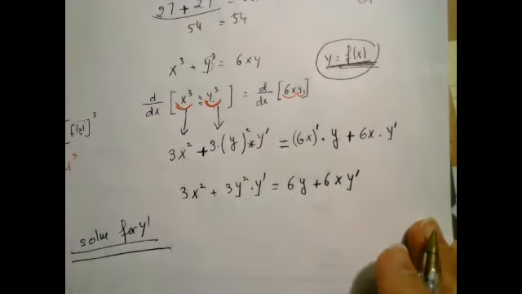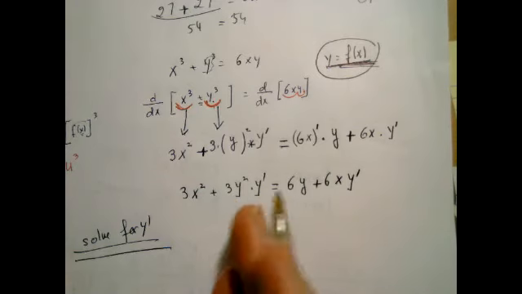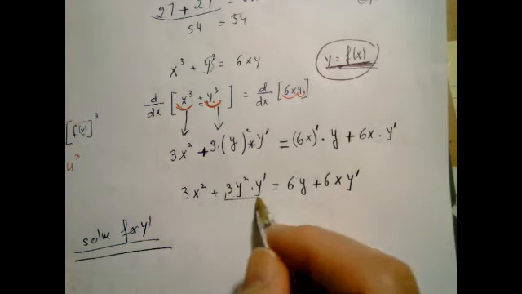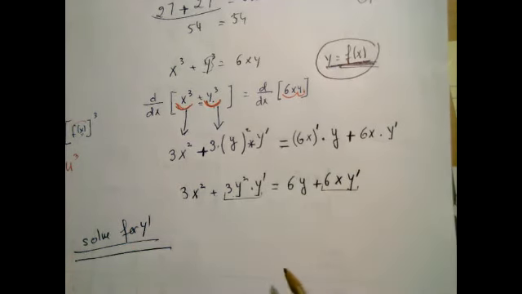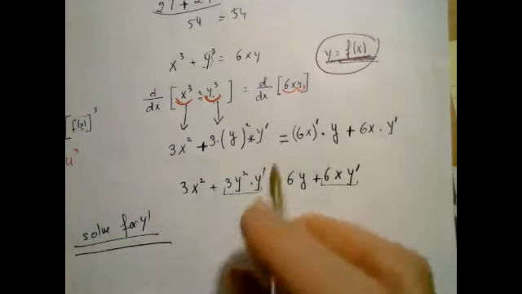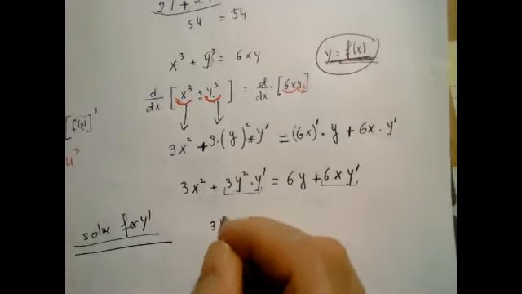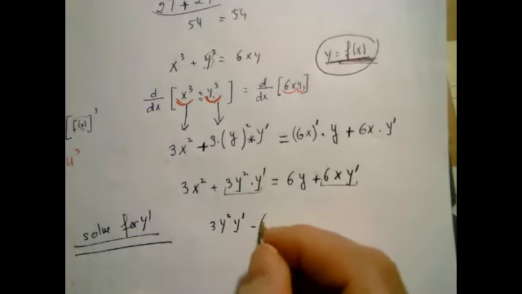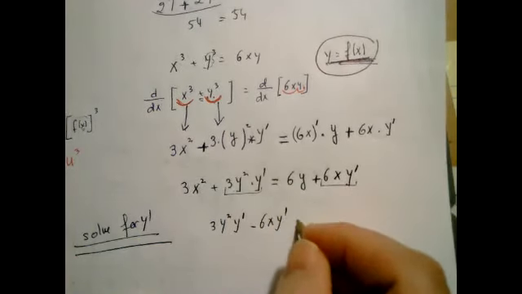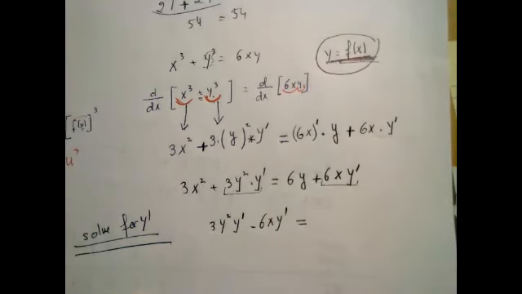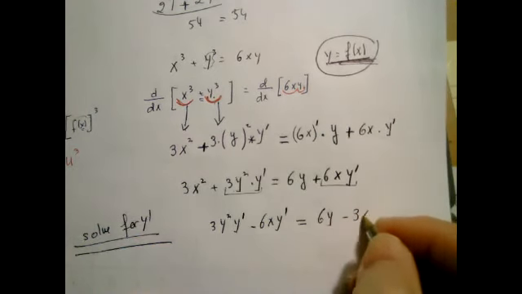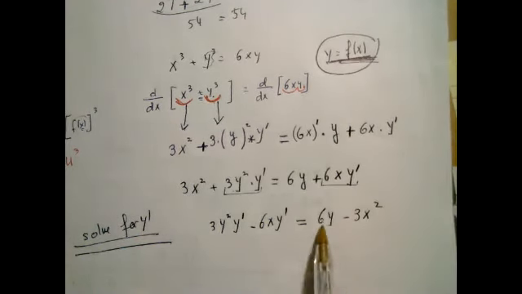How do I solve for y prime? To solve for y prime, I first need to isolate the y prime. So I need to put those together and then isolate y prime. So how do I do that? So this is 3y squared y prime, I'm going to rewrite it, and then minus 6x y prime. Okay, so I'm trying to isolate them. And everything that has no y prime in it will go to the other side. So 6y, that's minus 3x squared, and that.